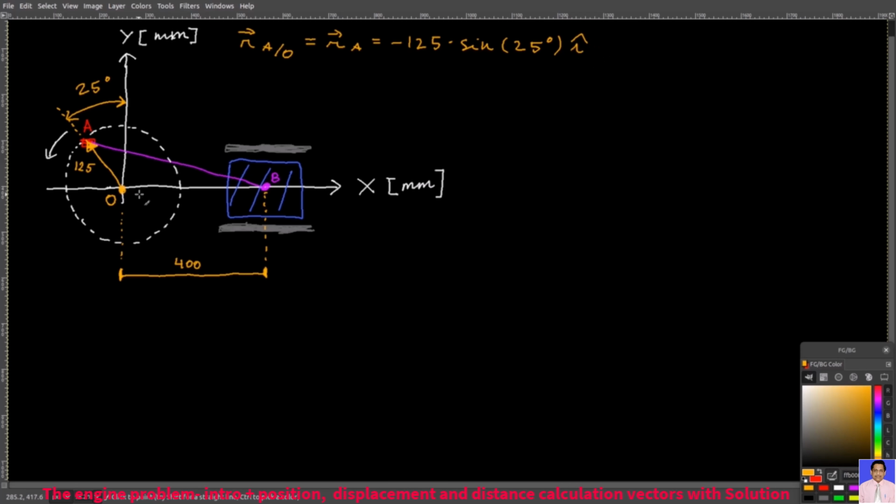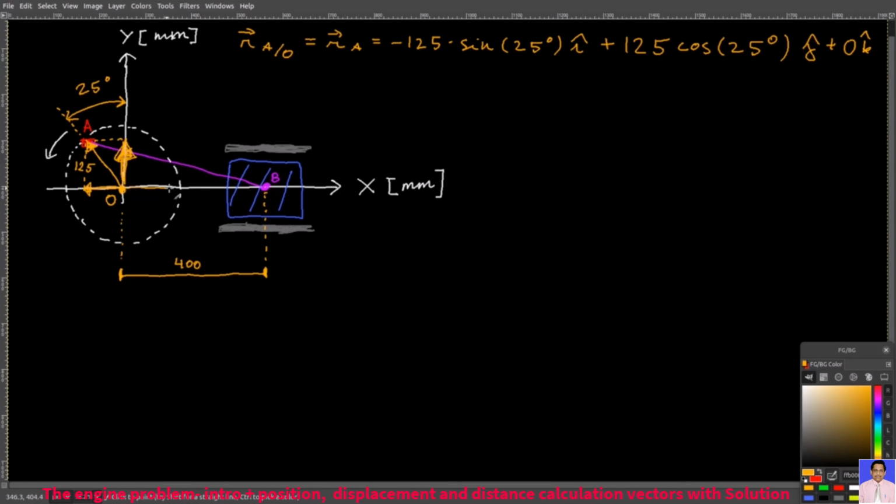It's minus because it points in the negative x direction. And then you will have plus 125 times cosine 25 degrees times j. It's positive because it points in the positive y direction. And then to be complete, I could also write plus 0 times k. Since we have a two-dimensional problem right now, we don't have a third dimension, which means that you have 0 millimeters in the k direction. But if you had a three-dimensional problem, then you would have another number here.